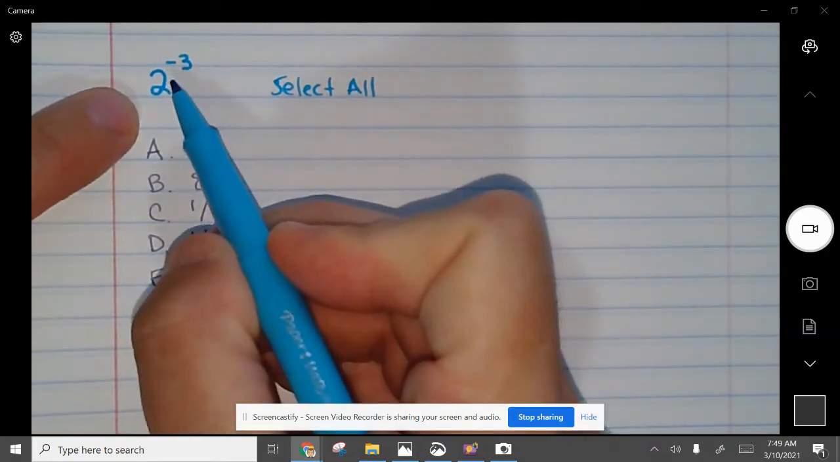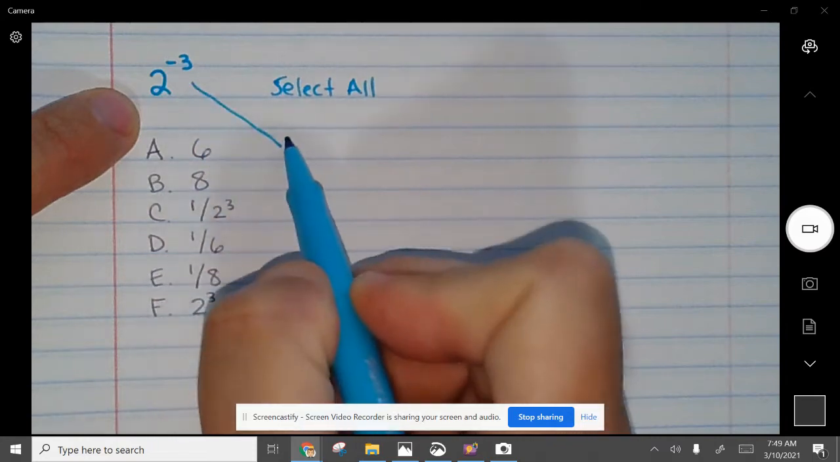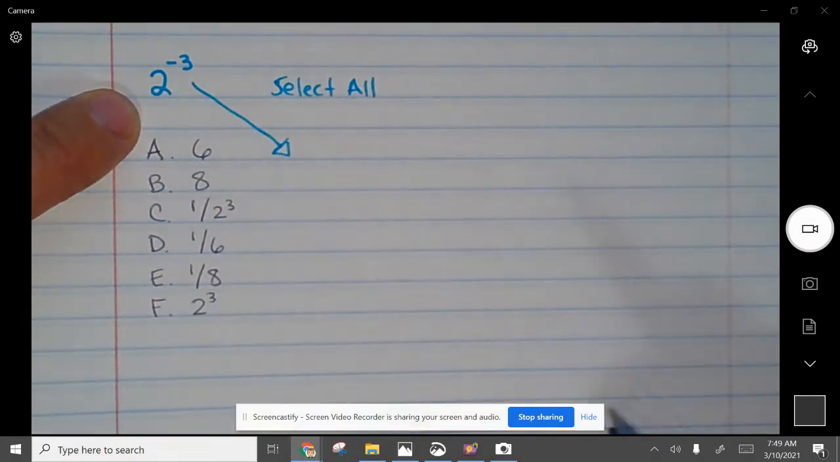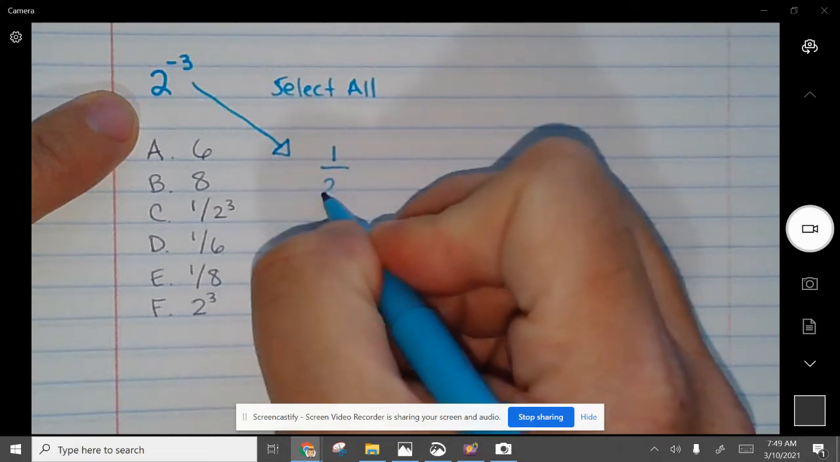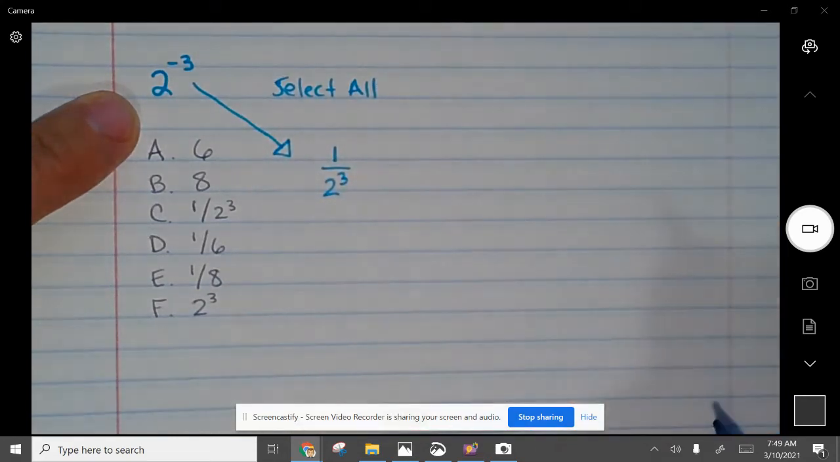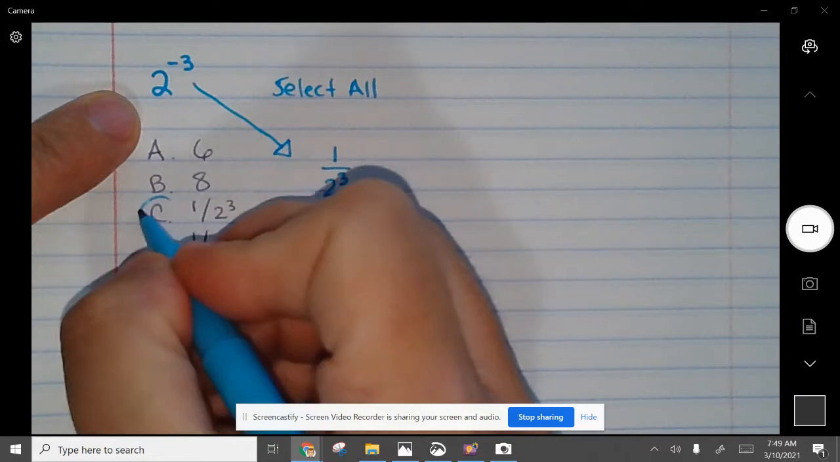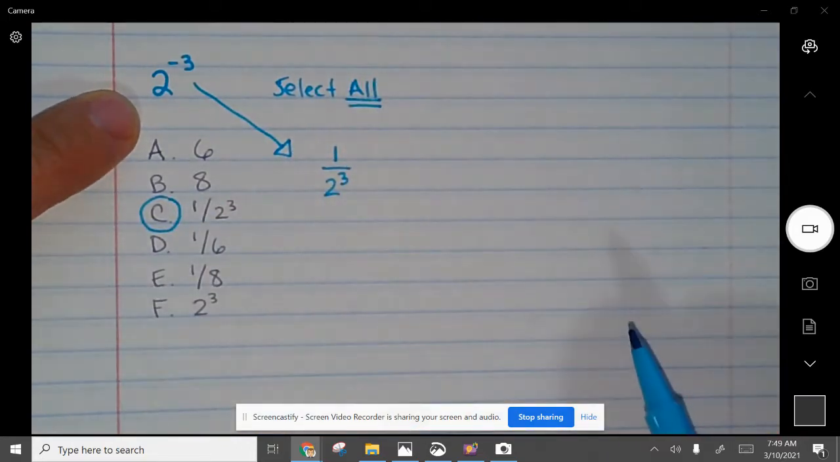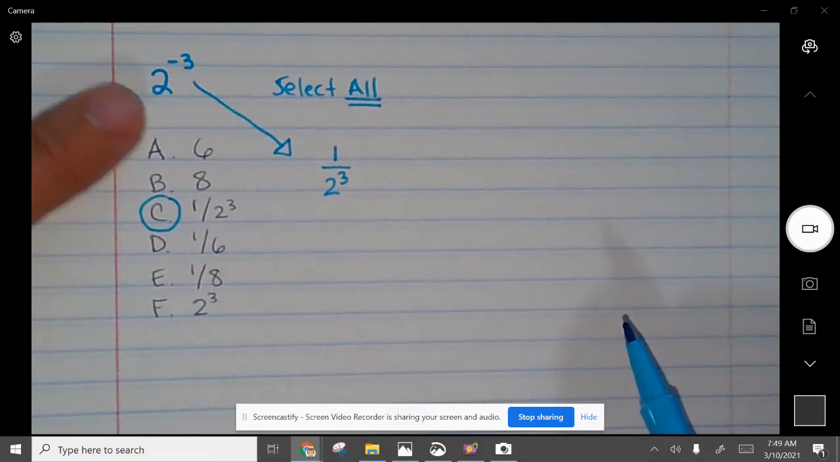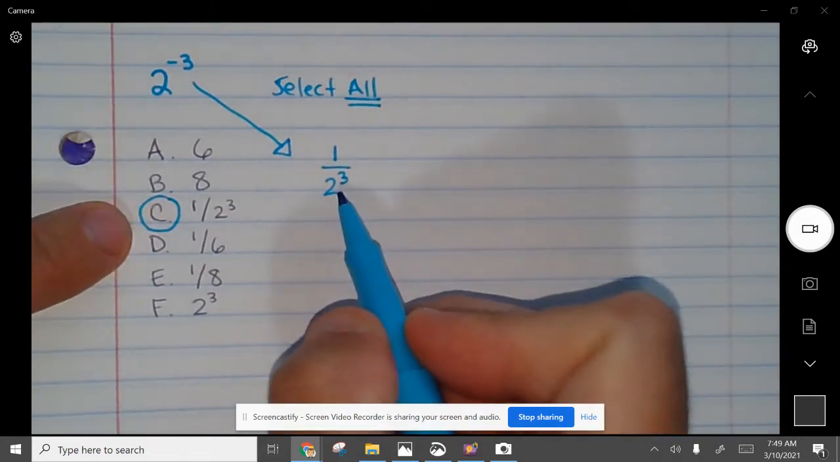I know 2 to the negative 3. Let's just go ahead and tackle this problem. First of all, 2 to the negative 3 would flip, wouldn't it? So wouldn't it become 1 over 2 to the 3rd? All right? But whenever I see this select all, it makes me think there's more than one answer. Okay? 1 over 2 to the 3rd, for sure.